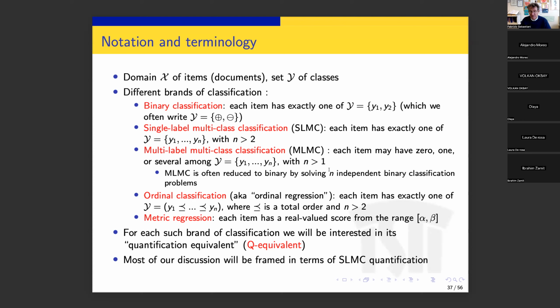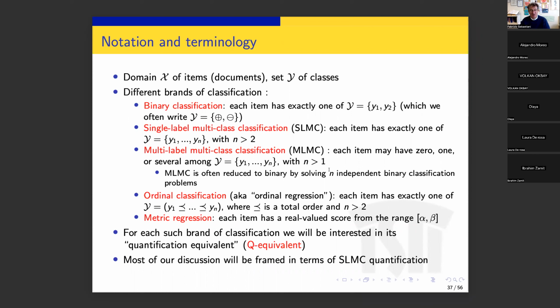So mistaking very negative for very positive is much worse than mistaking positive for very positive. And then we have metric regression, which is not a type of classification. This is the case in which each item has not a class, but a real-valued score from a certain range, alpha, beta. Here we have listed different types of classification, but for each type of classification we mentioned, we will be interested in its quantification equivalent.